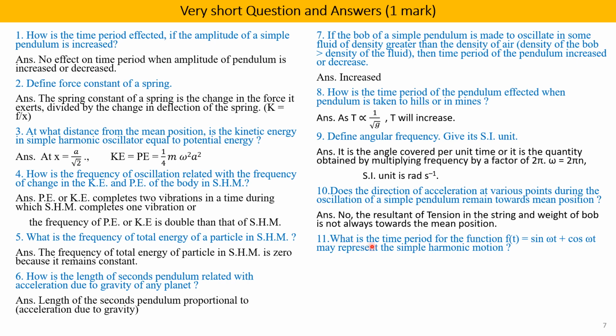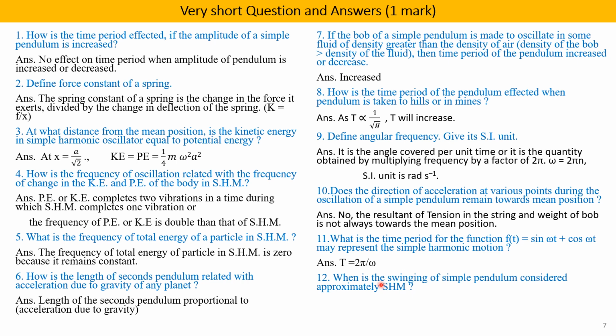Question number 11. What is the time period of function f(t) is equal to sin omega t plus cos omega t, which may represent the simple harmonic motion? Therefore, if the value of T is equal to 2 pi by omega, then it represents the simple harmonic motion.